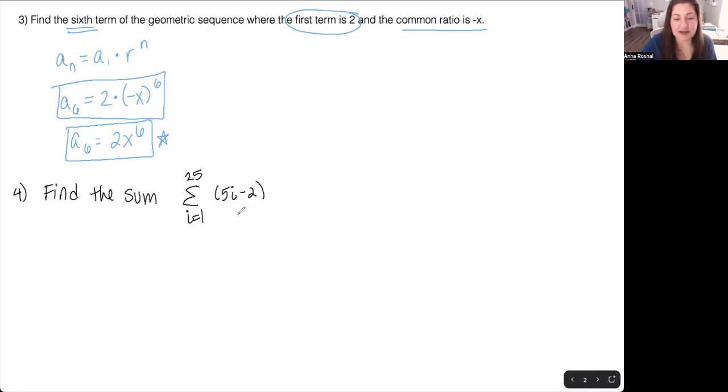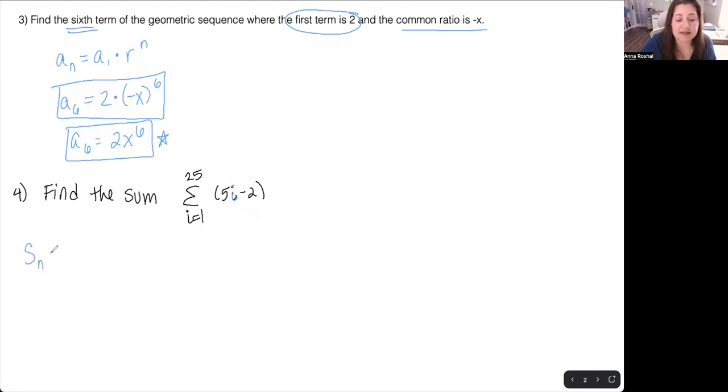And in this particular case, because I know this is linear, I know I'm going to consistently add the same thing or subtract the same thing every single time. I know that this 25 means I have 25 terms. And I also know that this i equals 1 means that my first term starts where i is 1. So I'm going to replace this i right here with 1 to find my first term.